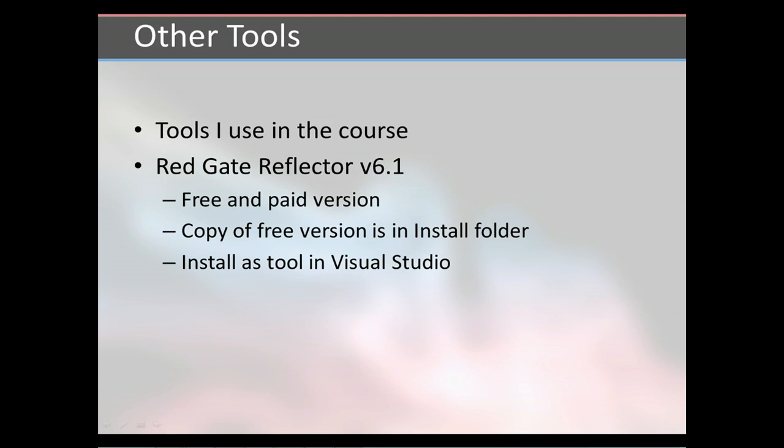There are other tools that I use in the course. The one that I use a lot is Redgate's Reflector tool, version 6.1. There are free versions and paid versions of this application. The free version is available inside the installation folder. There's a zip file in there. You unzip that and then copy the exe where you want on your hard drive. It's pretty simple. I like to install it inside Visual Studio. I mentioned it several times in the course how to do that, but here's some screenshots.